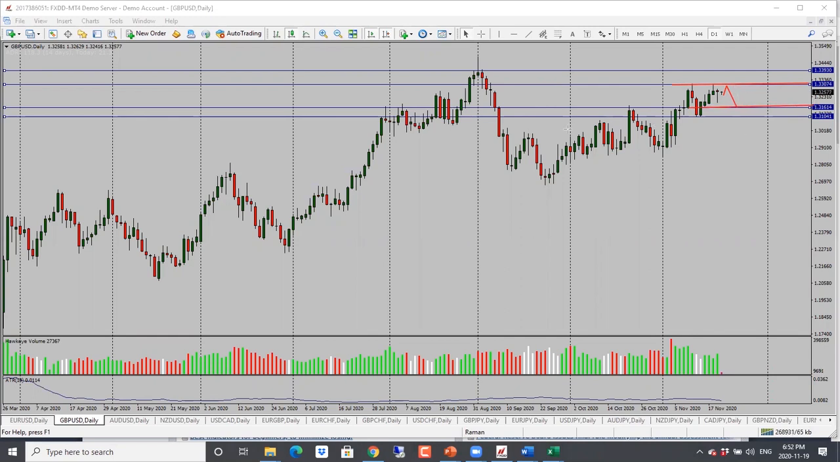So for now, bias is neutral to slightly bullish for pound dollar as well. It becomes bullish after it crosses over the top of the range. For now, I'm just looking for a move towards the top of the range at 1.3300.